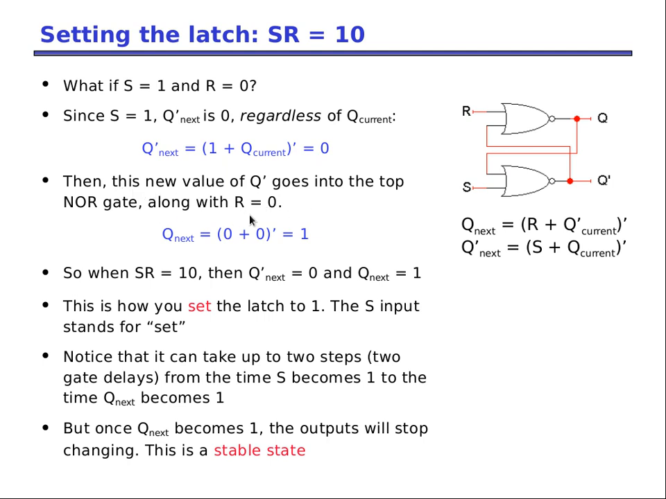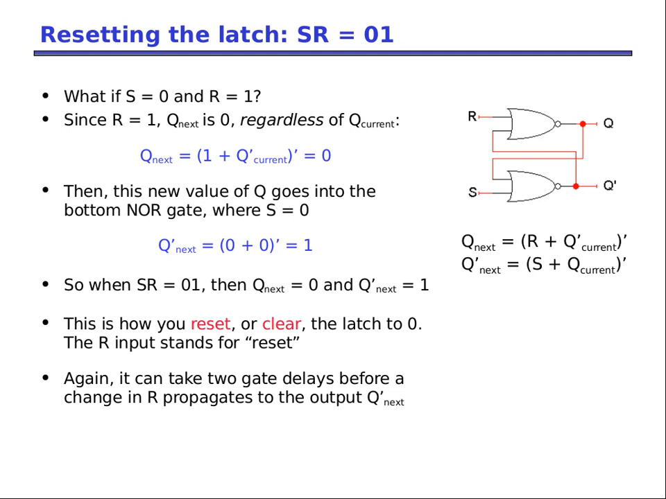Then this Q naught goes into the top NOR gate with R as 0. So 0 OR 0 is 0, NOTed it is 1. So when SR is 1, 0, then Q naught next is 0 and Q next is 1. So this is how you set the latch. You set it to 1. Q next becomes 1 because no matter what Q was, you're going to set it to 1. Everyone see that? Kind of confusing? Everyone confused? Okay, great. So let's keep going.